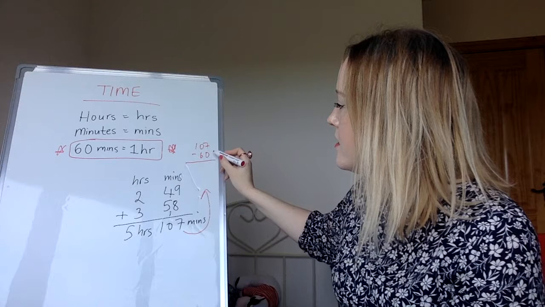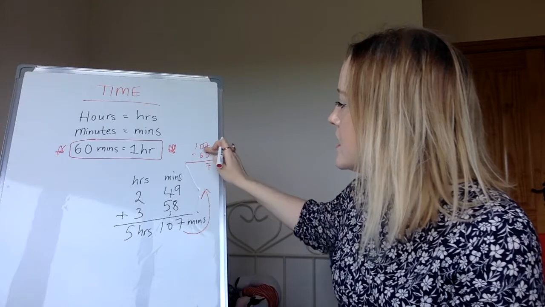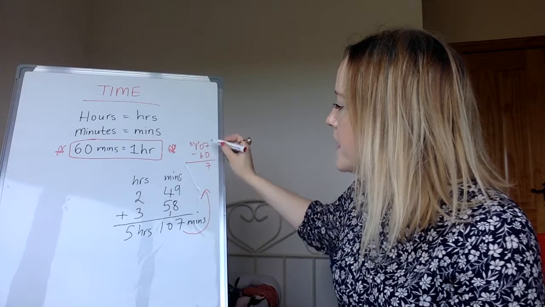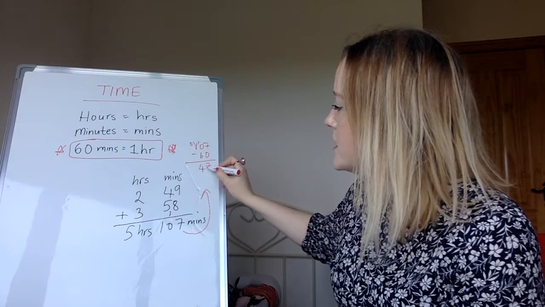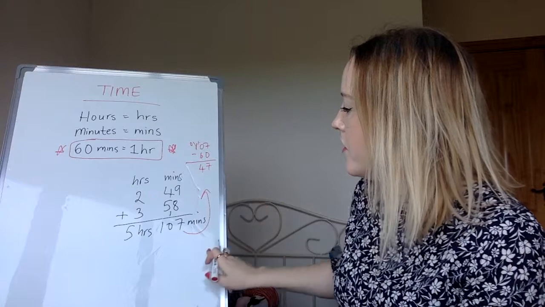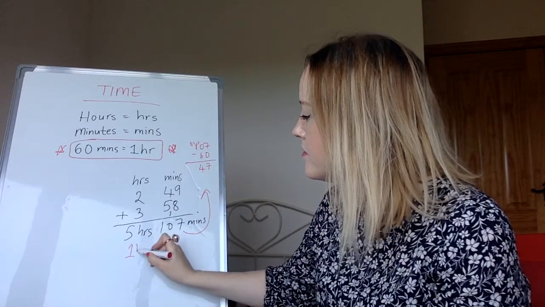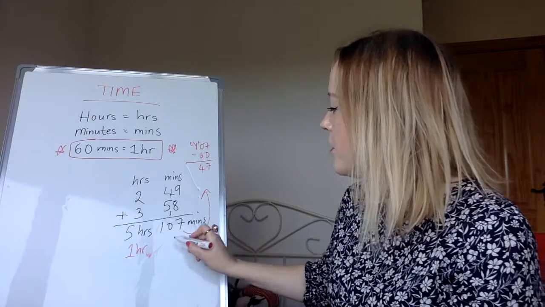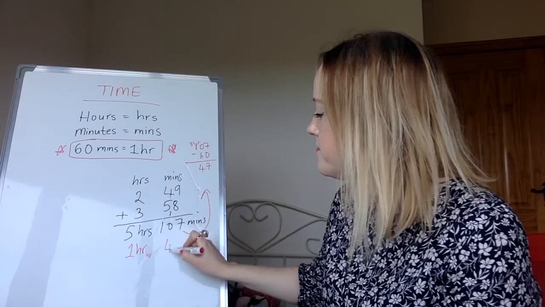0 from 7 is 7. 6 from 0 I cannot do. So bring over my 10. 6 from 10 minus 6 is 4. This is 47 minutes left over. So I know it's 1 hour, singular, and it's 47 minutes.